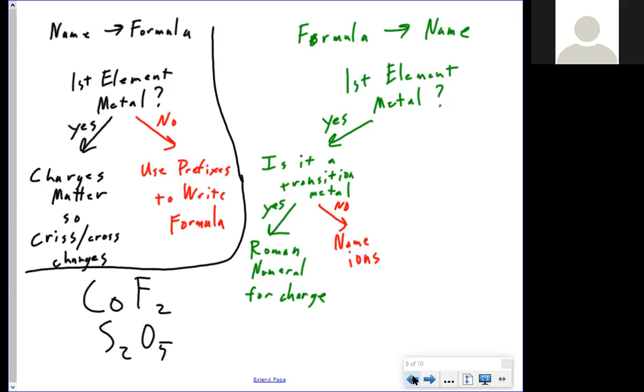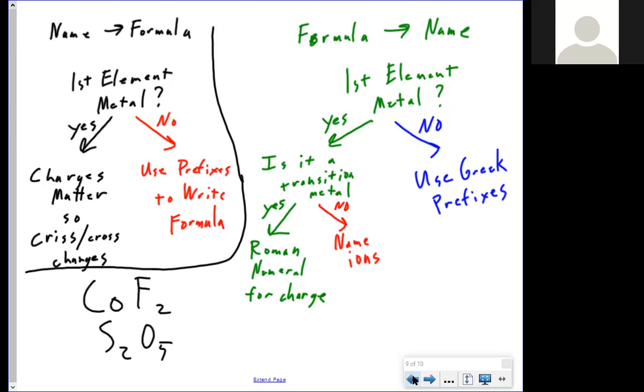All right? But we have to go back to the top, because what if the element is a nonmetal? If the element is a nonmetal, that means it's a covalent bond. What do we use to name these? The Greek prefixes. Yeah. And anytime you have more than one atom, you go to the polyatomic ion chart. Make sense? All right. So let's try these two down here.